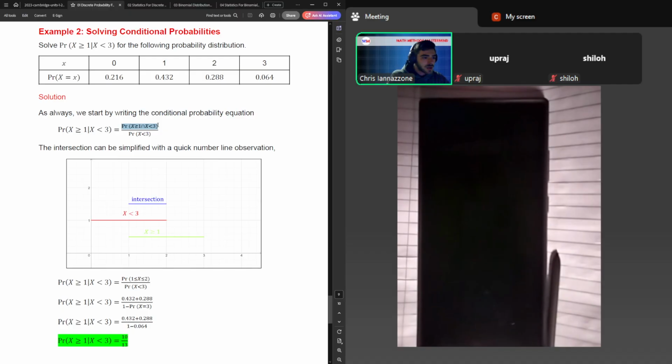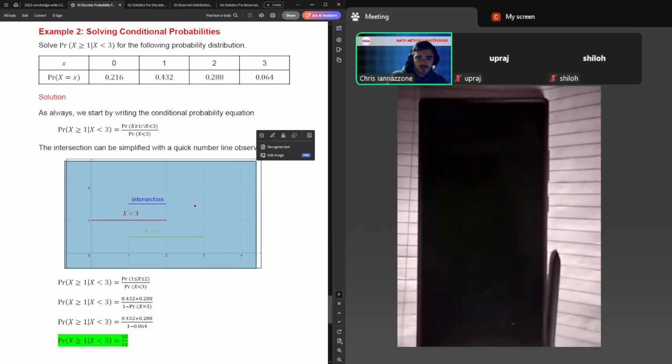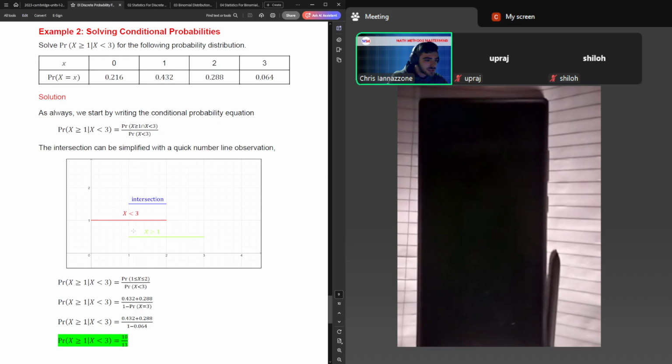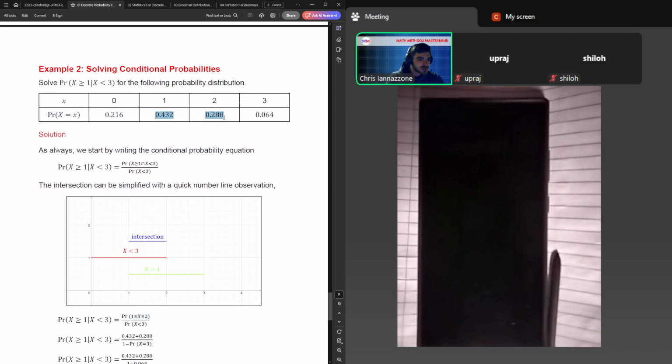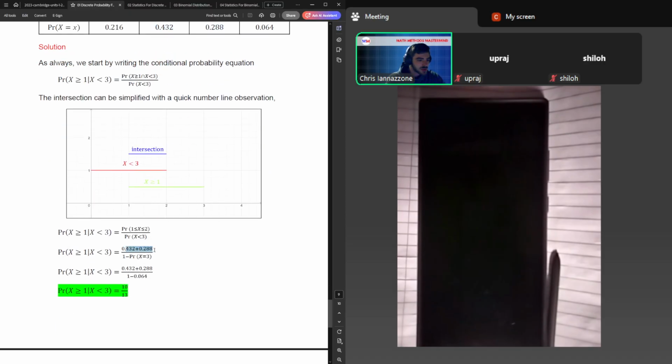So, how intersection works with intervals, the easiest way you can go about that is just draw a little number line. So, x greater than or equal to 1 looks like this. X less than 3 looks like this. And so if you think about the intersection between those, you're just looking at where those both overlap. And that's going to be between 1 and 2, which is why we can now simplify that numerator as between 1 and 2. From there, we just solve. So between 1 and 2 just means these two things add together, which is why that's there.